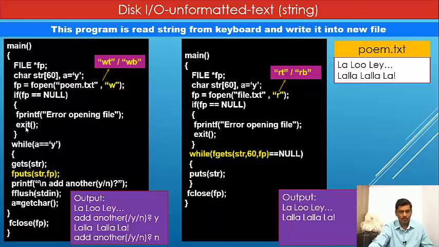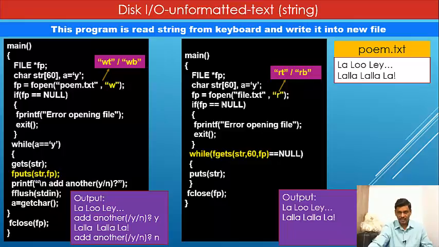So now we write some string to a file, because it is unformatted text in string. In the previous slide, we discussed characters. We wrote a character and read a character through the file copy program. In this program, we get some poem, that is la lu le, la la la la. We store it into the poem.txt.